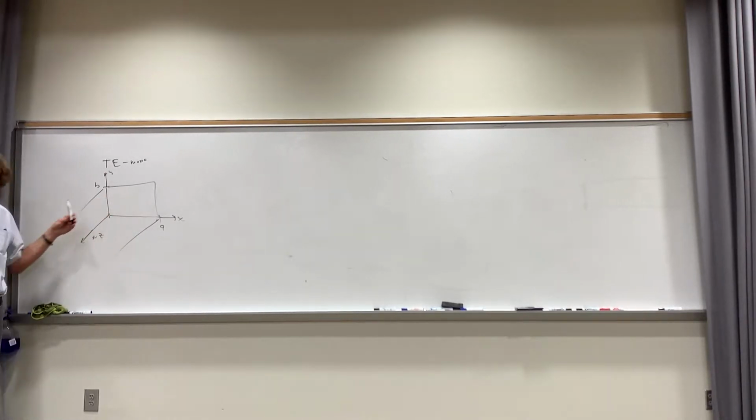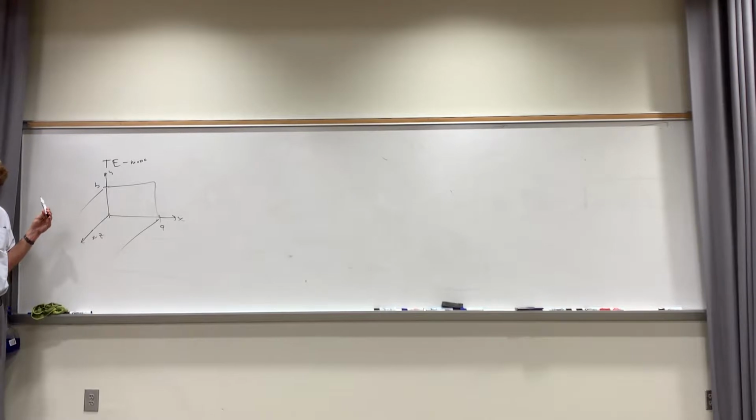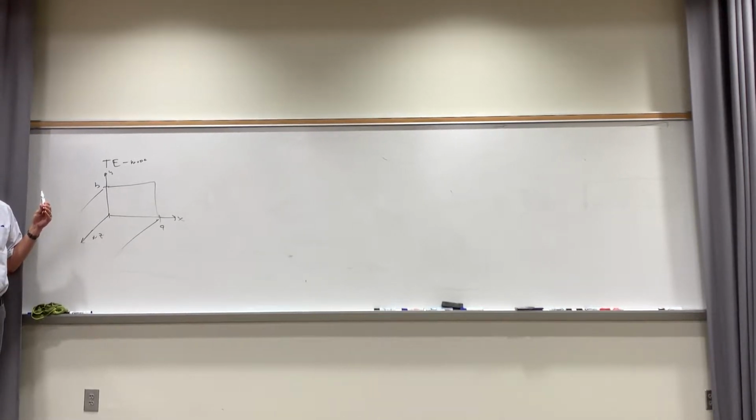Now when you have this, for TE, transverse electric, it means the electric field is always perpendicular to the direction that energy is being propagated in the z direction. There is no electric field in the z direction. There's only a magnetic field, unlike the last time, right?